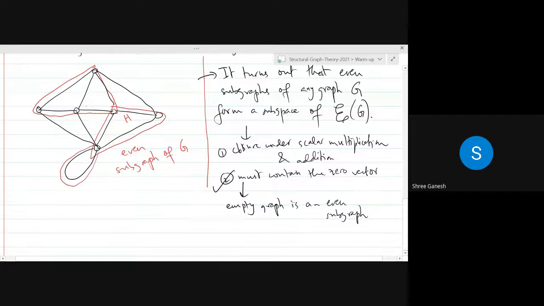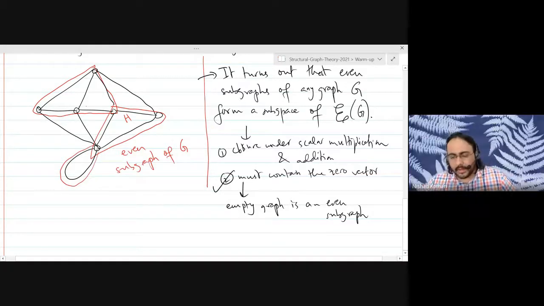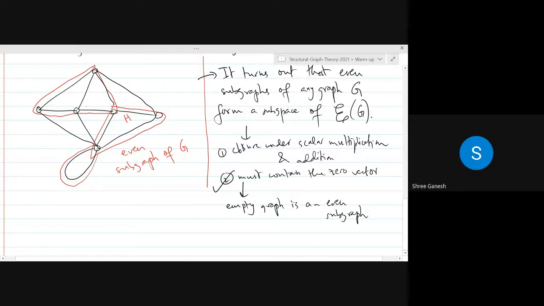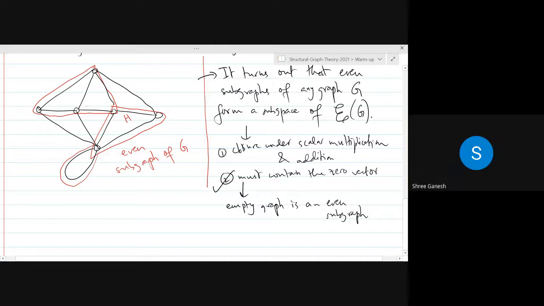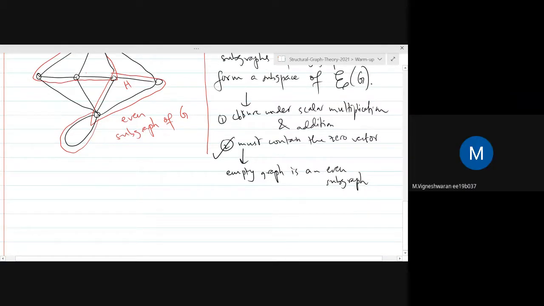Okay. Sir, actually, do you not get that it contains the zero vector from the first property itself? Yeah, it does come for free, right? Oh, yeah, it does come for free, but I just feel that it's better to address it explicitly so that we don't miss the trivial case. Okay. I have one doubt in the graph, sir.